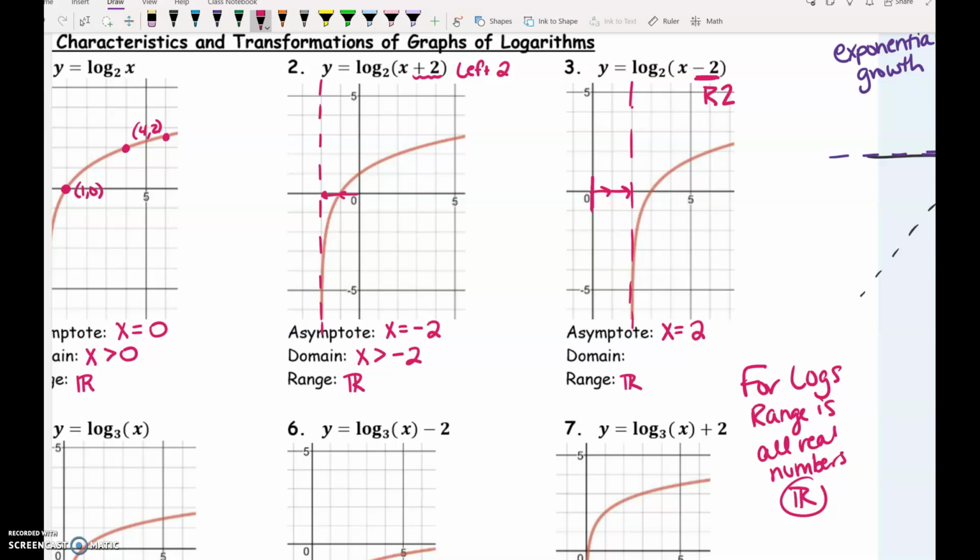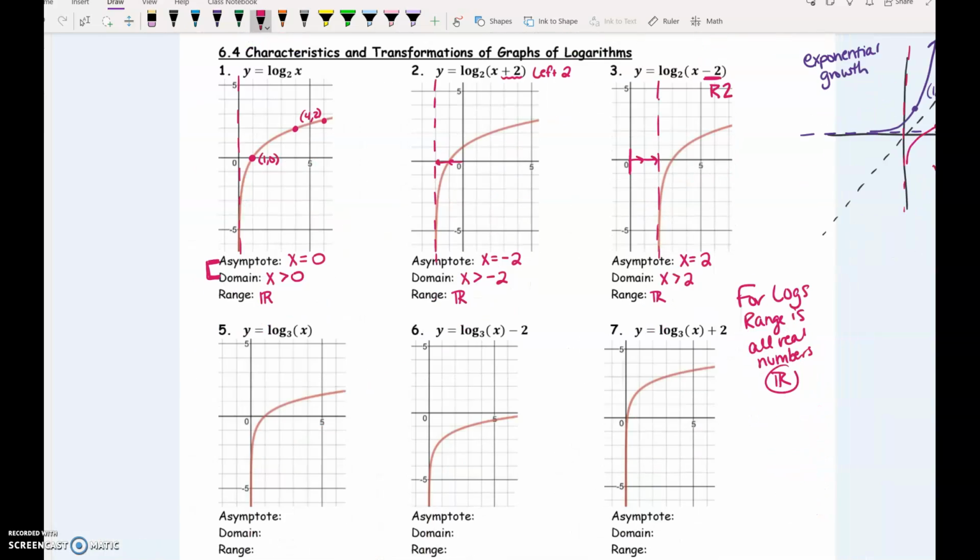Anyone want to take a guess what the domain might be? Okay, this class is not very... x is greater than 2. All right, let's look at the next one.